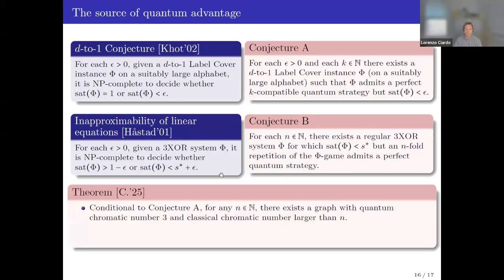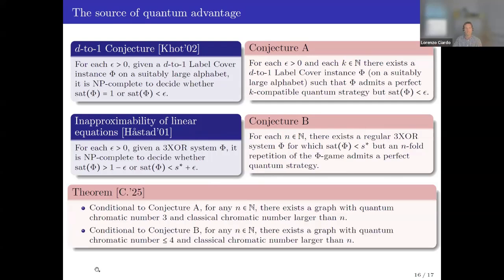And now the result is that, conditional on conjecture A, there is a 3 versus arbitrary quantum chromatic gap. So for every n, there is a graph whose quantum chromatic number is 3, but whose classical chromatic number is larger than n. And conditional on conjecture B, again for every n, there is a graph whose quantum chromatic number is either 3 or 4, but the classical one is arbitrary, so it's larger than n.